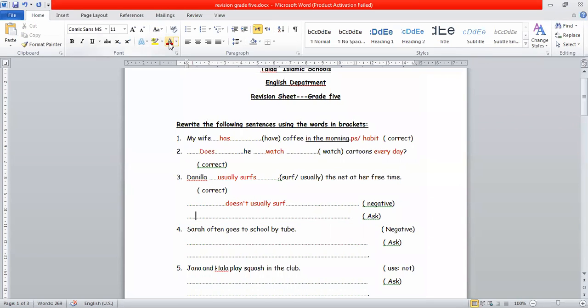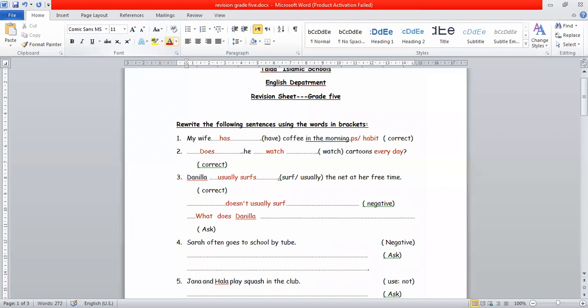Excellent. Why do you put does? Why we don't ask with does? Because it is a WH question. Very good. Because it's a WH question, we can't use does to ask with. So the question is going to be, what does Daniela usually do at her free time? Yes, and don't forget to put your question mark. Is that okay?